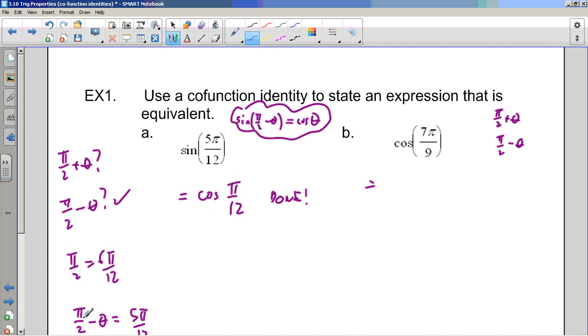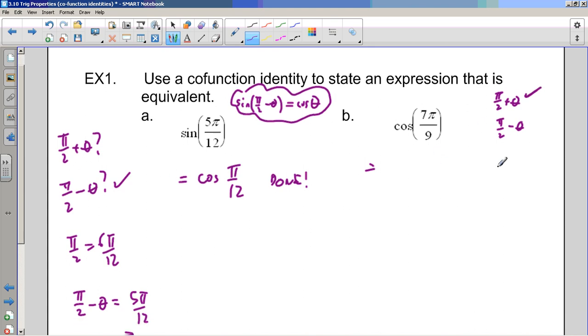Just like it was 6 and 12 over here. This would have to be 4.5. So I know I'm using this one, right? I'm using this one. And then I can do a little calculation. I want pi over 2 plus theta to be equal to 7 pi over 9. How do I calculate what theta is? Because then I know I'm just going to apply that one formula.